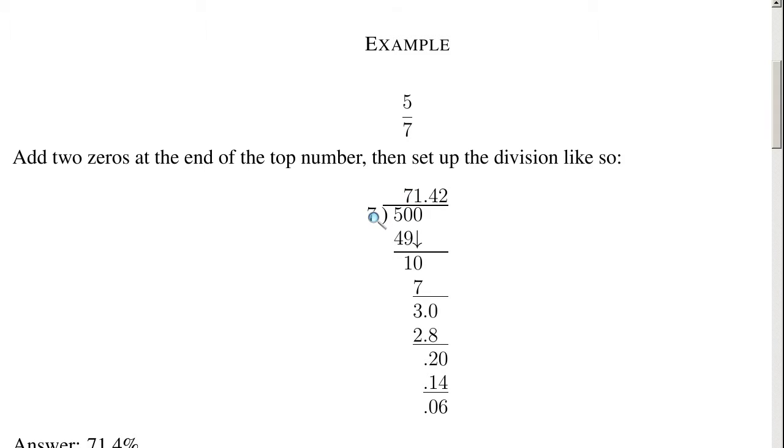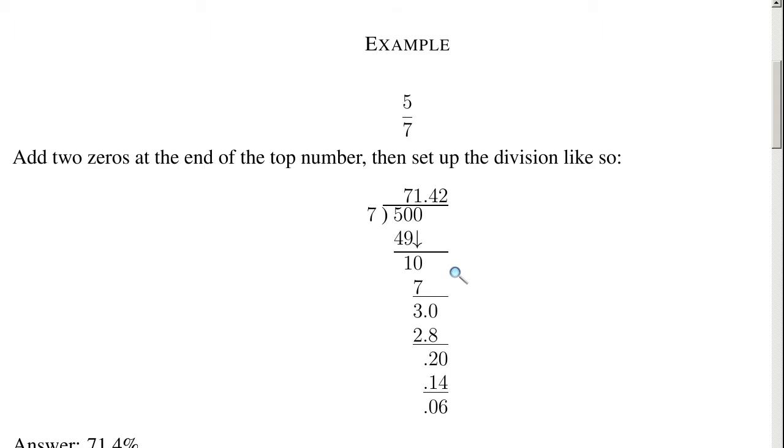7 times 7 is 49. And you write the 49 down here, in the same column as where you wrote the 7 up here. Okay, so 50 minus 49 then is 1. So you write 1. And then this other 0, you bring it down here. So now you have 10.